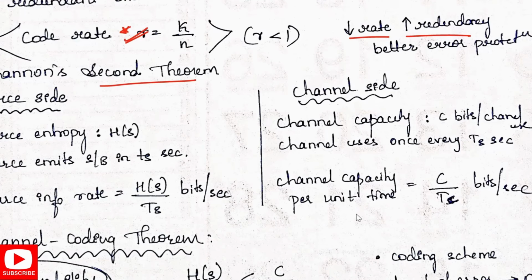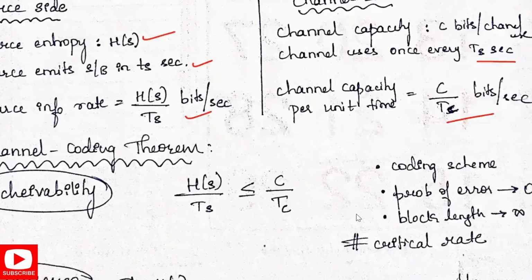We will see what happens on the source side. We have source entropy H of S. It is emitted as a symbol every Ts seconds. The source information rate is given by H of S by Ts. On the channel side, we have the channel capacity. The channel is used every Tc seconds, and the channel capacity per unit time is given by C by Tc bits per second.